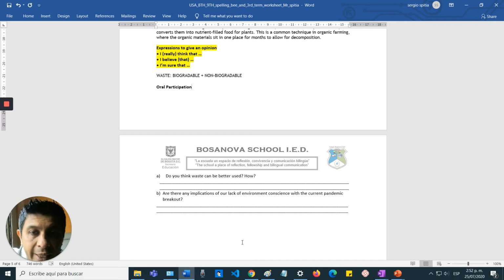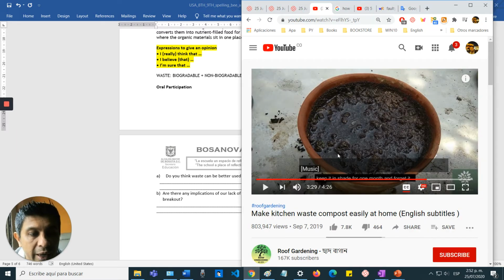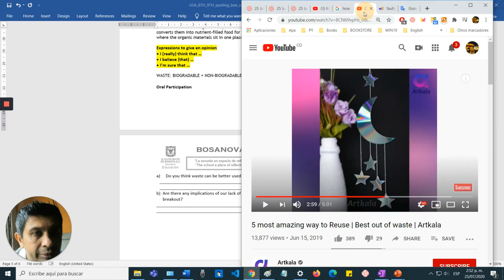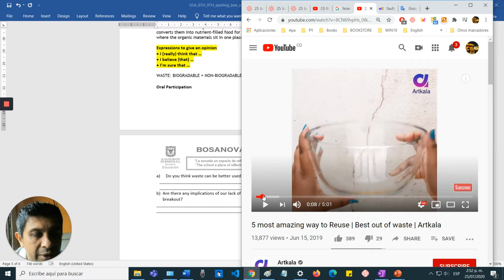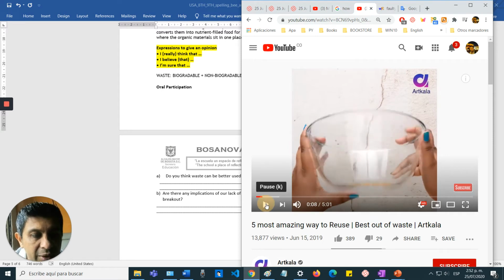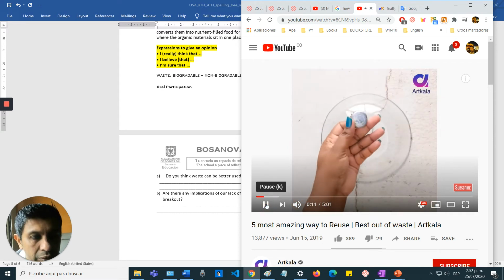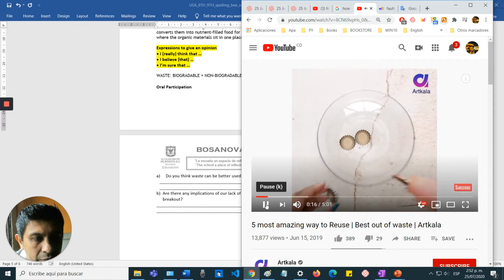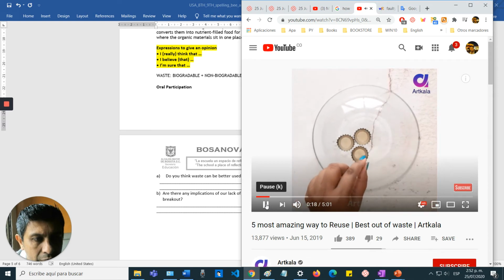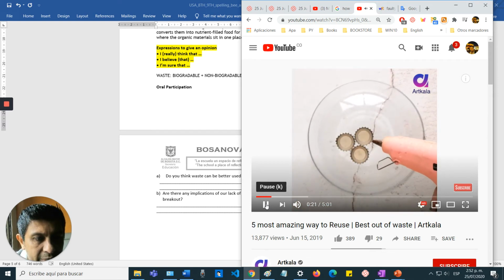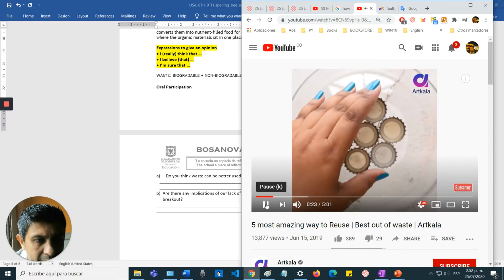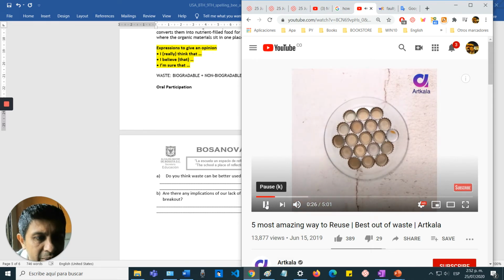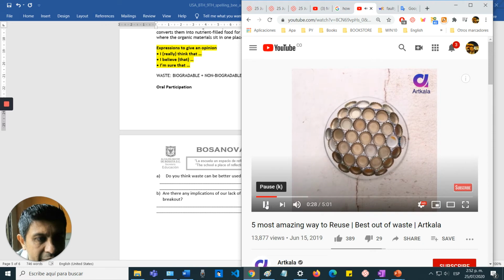Entonces, en la parte del desperdicio no biodegradable, vamos a ver un video que nos va a ayudar a responder esa pregunta. So I have already planned this one. I think is really interesting and handy, muy práctico. Look. So just using a crystal bowl with bottle tops, utilizando tapas de botellas.